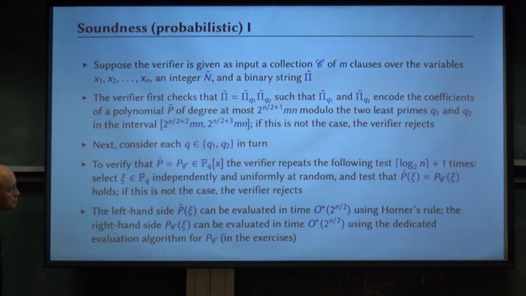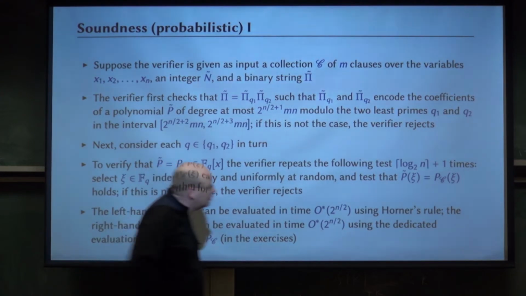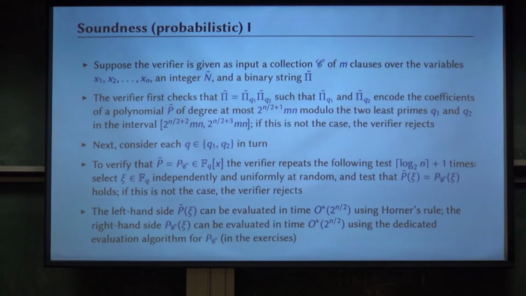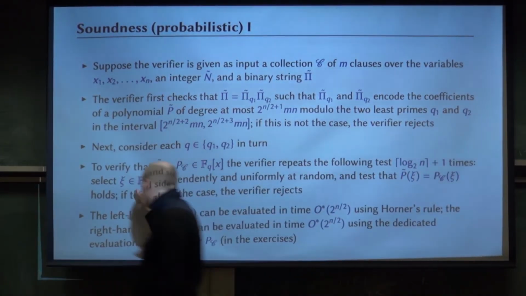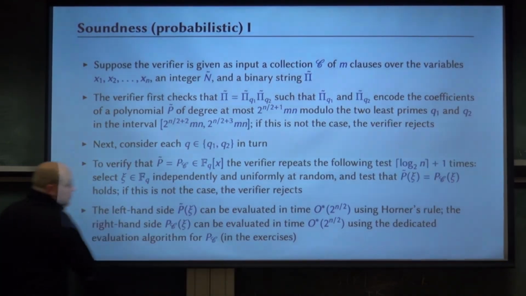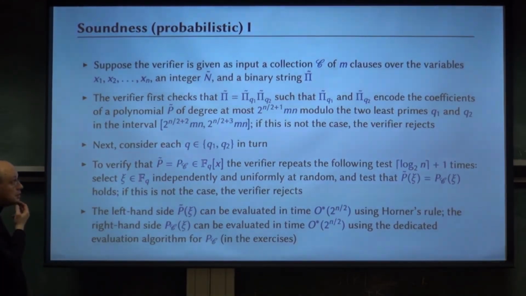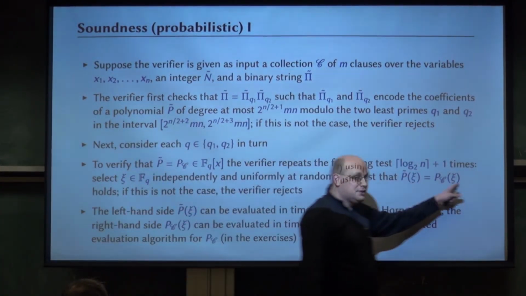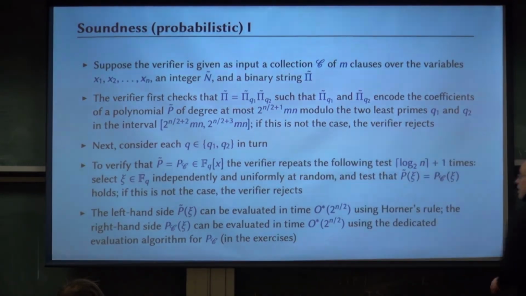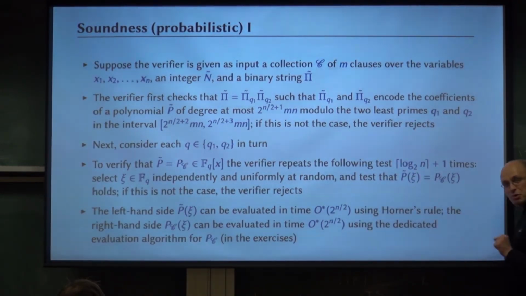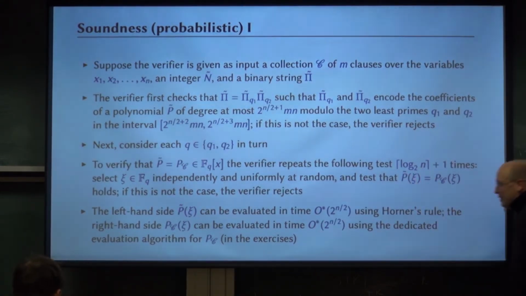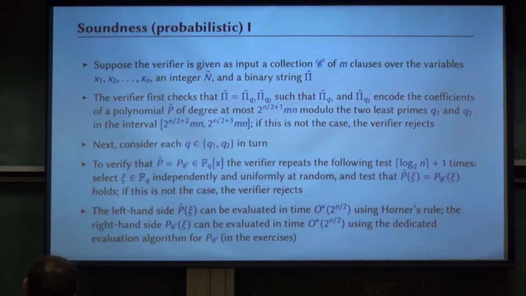So we actually do a randomized test. We repeat the ceiling of the base 2 logarithm of n, plus 1, times the following thing. We pick from the field, independently of course in each iteration and uniformly at random, an element xi. And then we test that this identity holds: the correct polynomial evaluated at xi equals the polynomial that the prover submitted to us, whatever that may be.